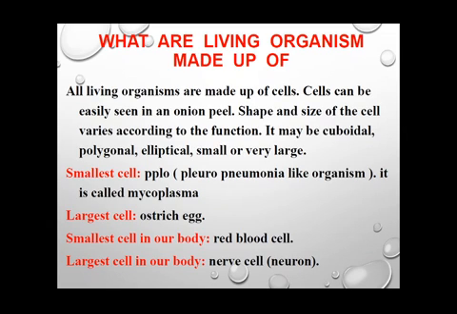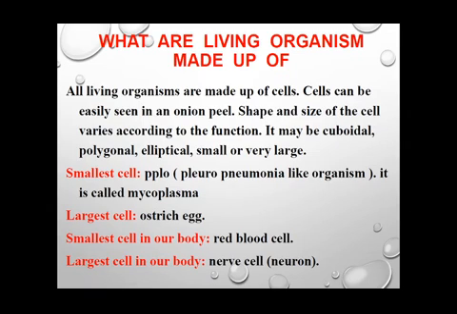So what are living organisms made up of? Just now I told you that all living organisms are made up of cells. That is, the building block of all living organisms is the cell. These cells can be easily seen in an onion peel, and the shape and size of these cells differ from each other as per their functions. All the cells carry out specific functions, and according to their specific function, their shape and size differ. They can be cuboidal, polygonal, or elliptical in shape, they can be small, or they can be very large.